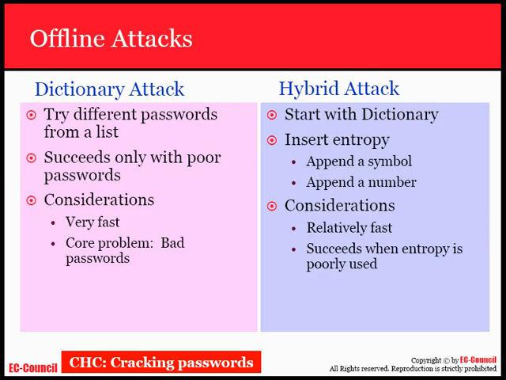So some of the different kinds of offline attacks are, we have a dictionary attack, and this is basically where they literally try different passwords from a list. Sometimes those lists are available and they can simply download them and literally try every word in the dictionary. That's one of the reasons why you always need to encourage people to not use common words. Now, this will only succeed if they've used a word in the dictionary. However, loading that dictionary file and then running it against that password file is very effective, and it can be very fast.